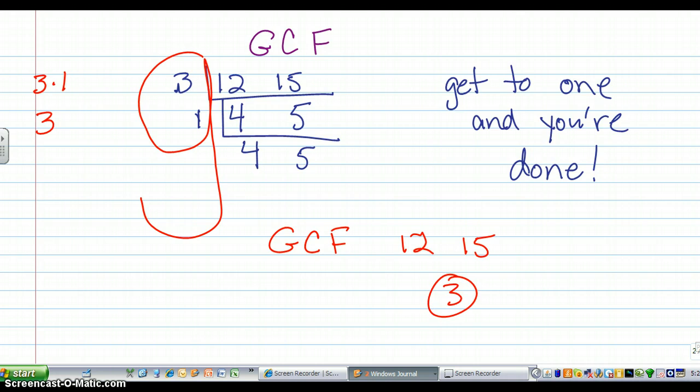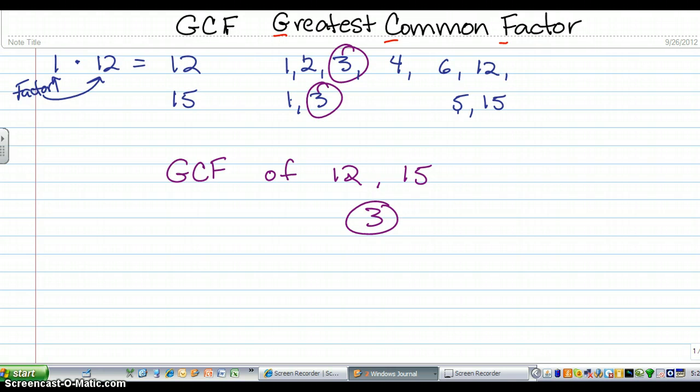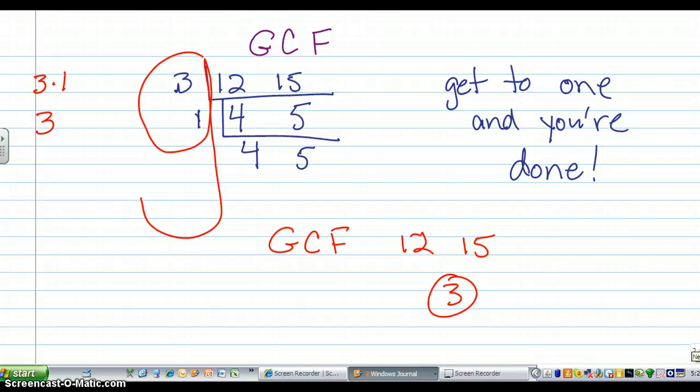Does that look familiar? Let's look over here. That's what we did last time when we compared factors. We found the greatest common factor was 3. We do it this way with the ladder method. Pretty slick, huh?